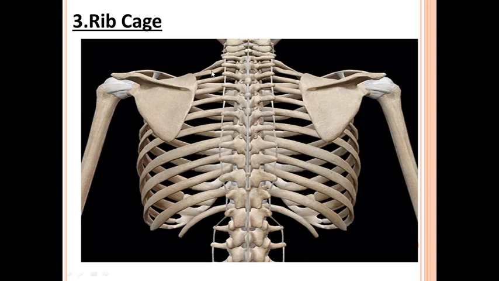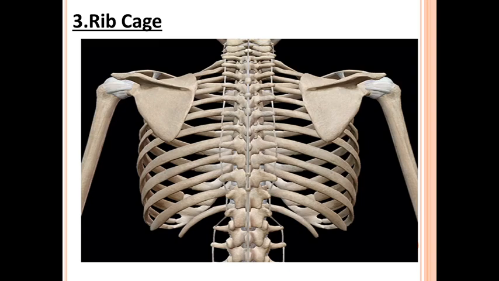12 pairs means what? I am counting: 1, 2, 3, 4, 5, 6, 7, 8, 9, 10, 11 and 12. So 12 pairs are there, which means a total of 24 bones, but they are in pairs.